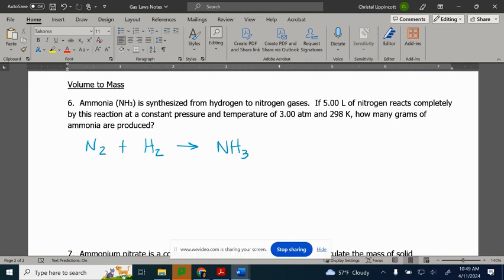And then I need to balance my equation. So even and odd, I double the odd. So I'm going to double this, and then that's going to force me over here to write in a 3 for the hydrogen.